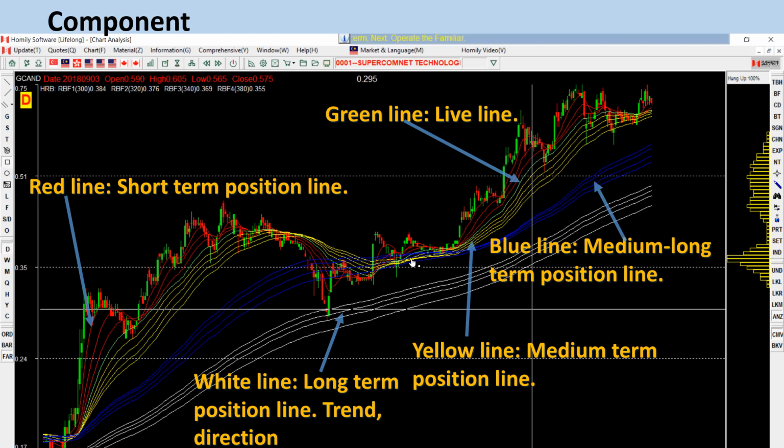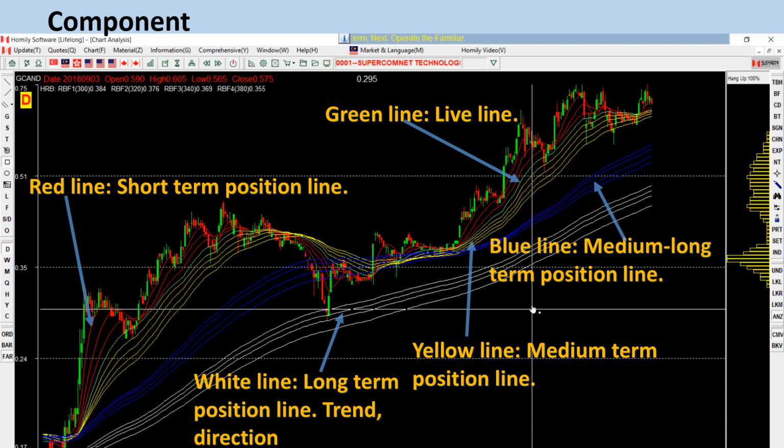First we learn the component. We have 5 colors in the Homely rainbow. That's the name, Homely rainbow, the rainbow. From our investment philosophy, we know long-term first, short-term next. So we can check the white line first. The white line is the long-term position line. It means the trend and the direction of the whole counter.